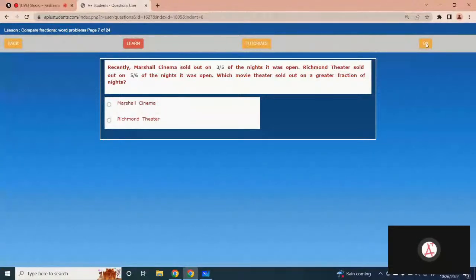Which one has the greater value? Yes, Richmond has the greater value, that is 5 by 6.